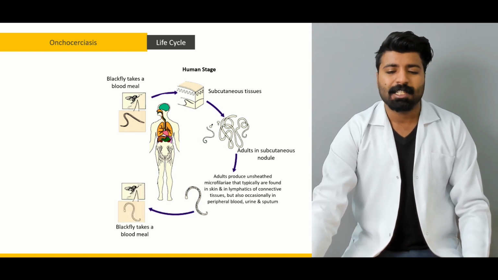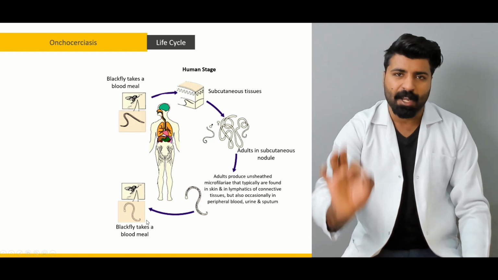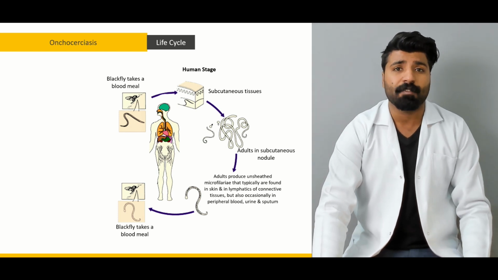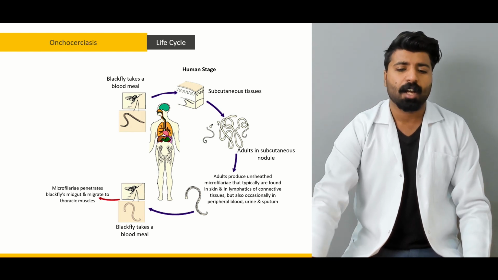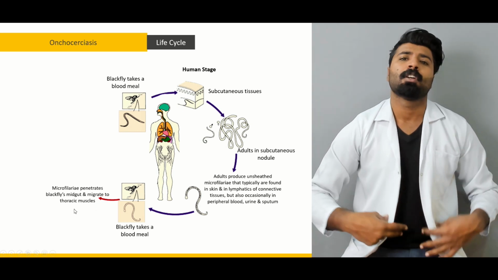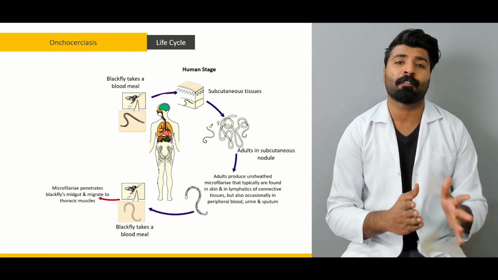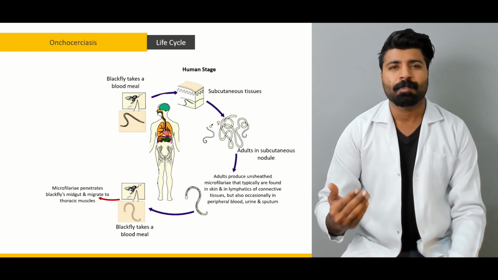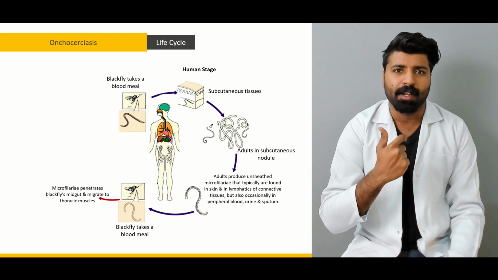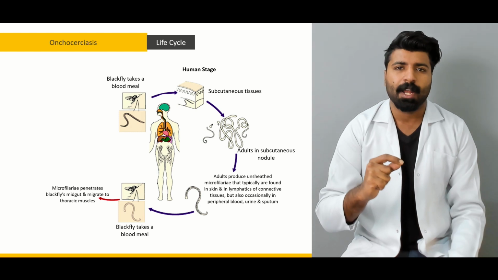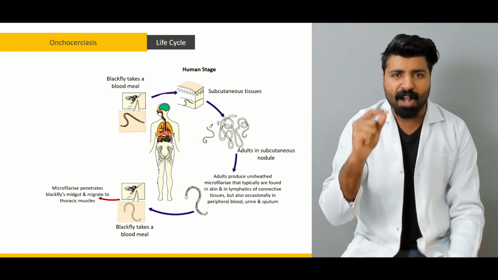Moving on, this black fly takes a blood meal from the peripheral blood. They're going to take a blood meal, which contains what? Which contains those larvae, those microfilariae. Those microfilariae are going to penetrate the black fly's midgut and migrate to the thoracic muscle, right? So they're not only affecting humans, they're affecting the black fly itself. But the black fly is acting as a vector here. So with the blood meal, they go into the black fly, get to the midgut, and in the midgut, they're going to penetrate it and go into the thoracic muscles of the black fly.